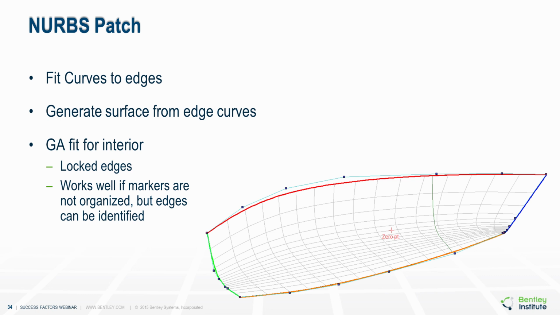So now we'll see how we can fit a NURB surface patch to 4 edge curves. And there's 2 ways of doing this. We can either do that directly by fitting the NURB surface edges to selected markers, or we can fit the NURB surface to curves. So in the second case we want to first fit the curves to the markers and then generate the surface from those edge curves. And in both cases we can use the genetic algorithm fitting method for the interior if we need to improve that area of the surface.